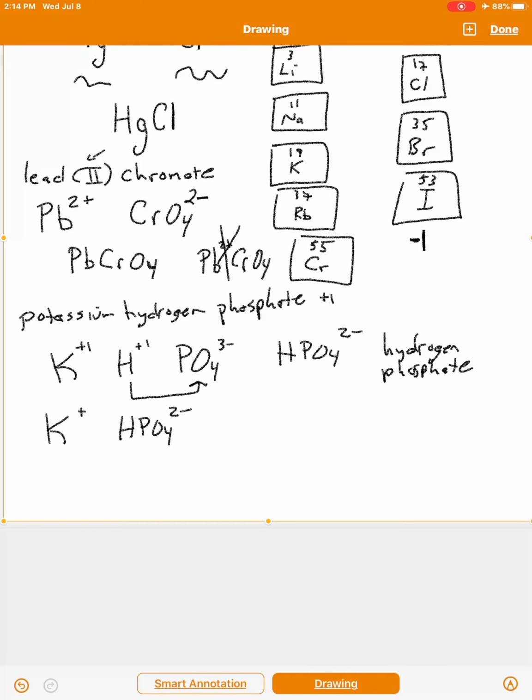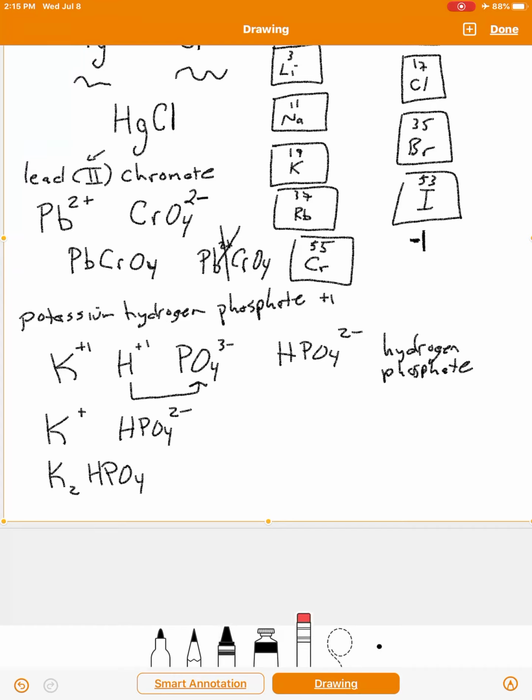So what we do then is we say the following. How many potassiums does it take to get a charge of +2 to match the charge of the hydrogen phosphate? Well, if each one is +1, it would take 2 potassiums. So we write it as K2HPO4. Again, you do not write the charges in the formula.